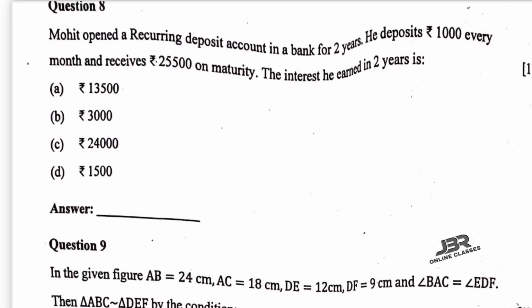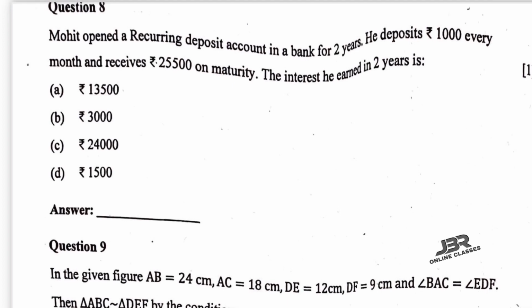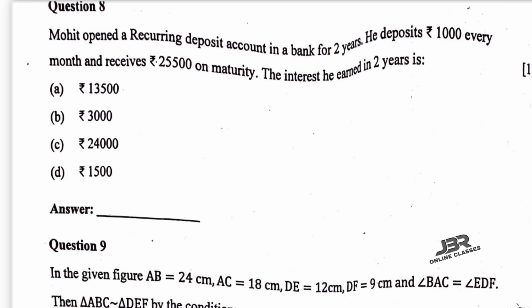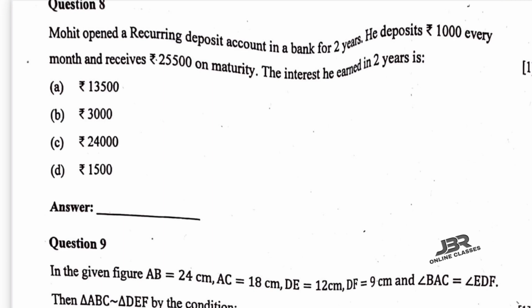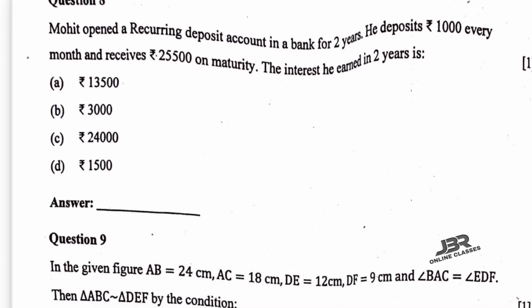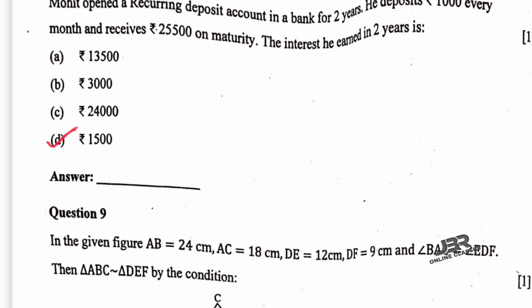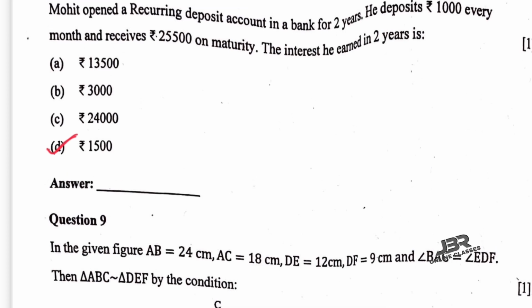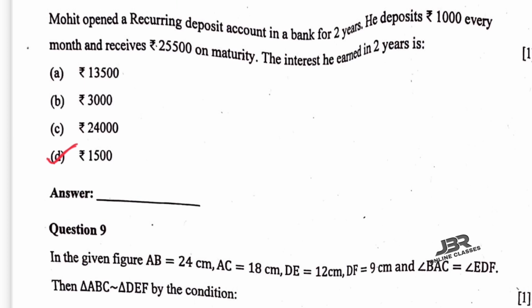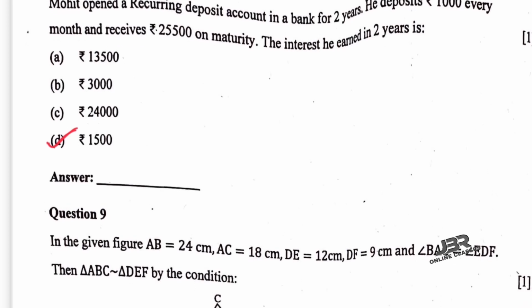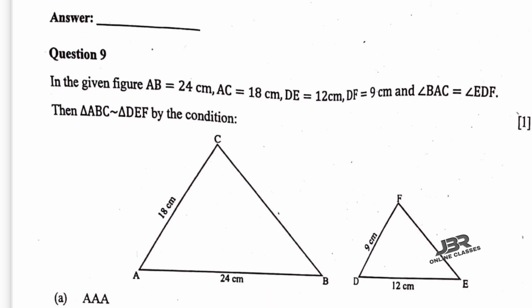Mohit opened a recurring deposit account in a bank for 2 years. He deposited rupees 1000 every month and received 25,500 on maturity. Find the interest he earned in 2 years. So here your answer is 1500. That is option D. I know you know the formula of maturity. Just put down the values of the deposit amount, the time, and the interest, so you will get your answer. Next one, sum number 9.